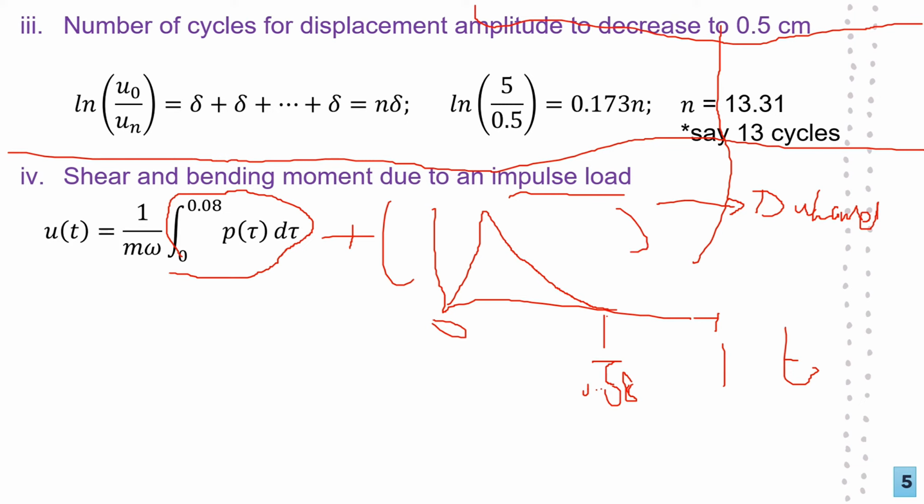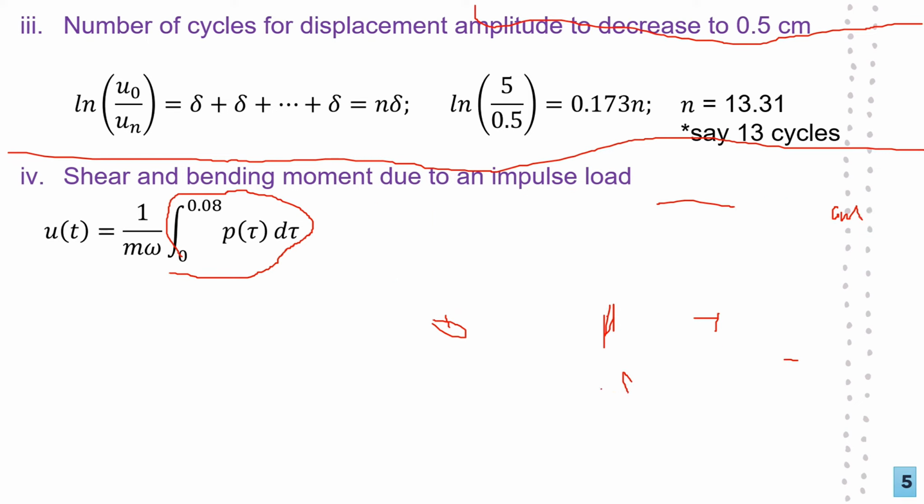Okay, but for our case here, the question is asking for the maximum base shear and bending moment at the base due to the dynamic force, the impulse. So I just want to see whether you can evaluate the Duhamel integral just when this force is acting. All right. So let me just erase this to create more working space. So what we just need to do is to work out this integral between 0 and 0.08 seconds.